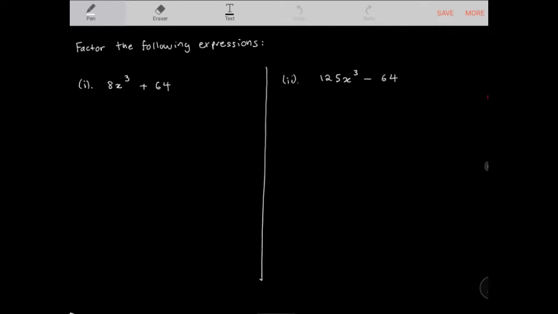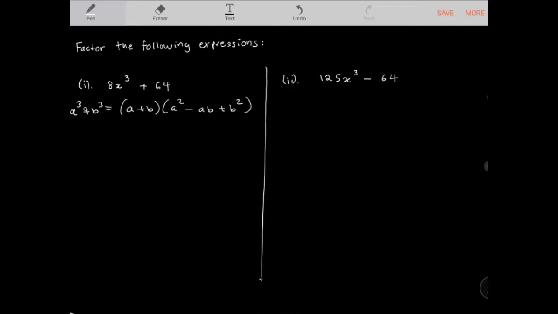Let's take a look at a few more variations of questions associated with factoring cubes. So my first example, I have 8x cubed plus 64. So you want to use the template a cubed plus b cubed is equal to a plus b times a squared minus ab plus b squared, okay?